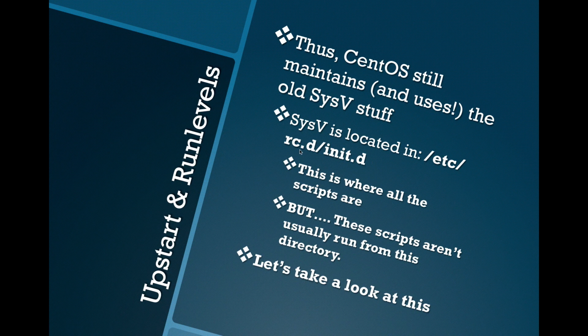Okay. So I'm going to show you this in just a second, but all the SysV stuff is located in /etc/rc.d/init.d. Okay, these are where all the actual scripts are. These are what I typically say in a lecture is where the raw scripts are, and you'll understand why I say that here in just a second. But here's the deal. All of the scripts that are in /etc/rc.d/init.d, everything that's in here, are actually not run from those directories themselves. They're actually run in a different directory, and I'll show you why.